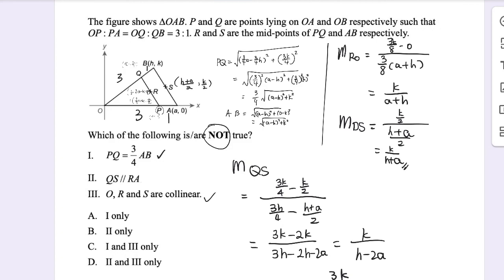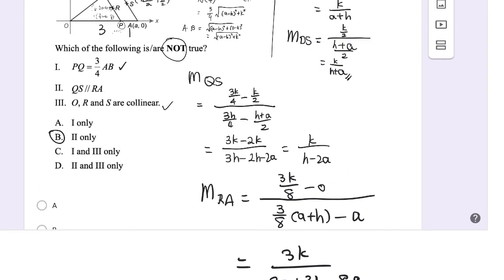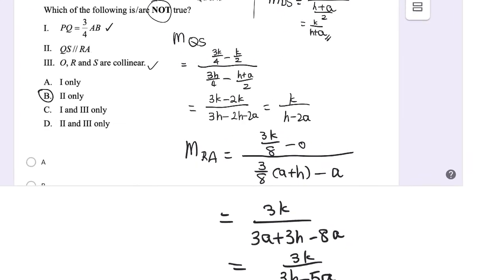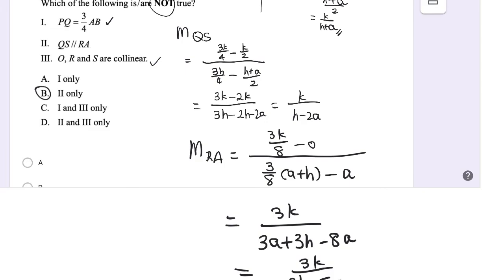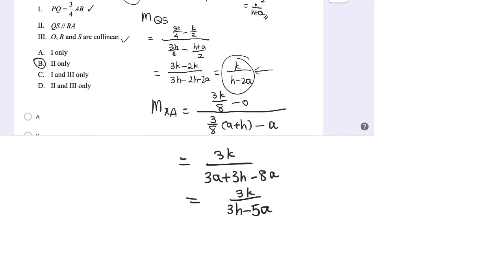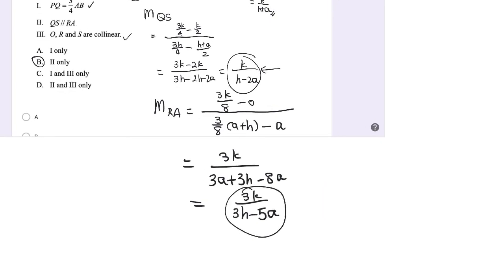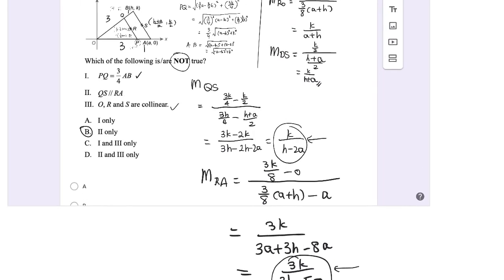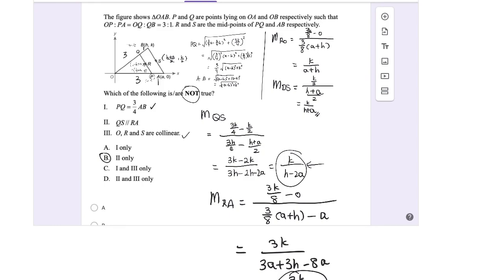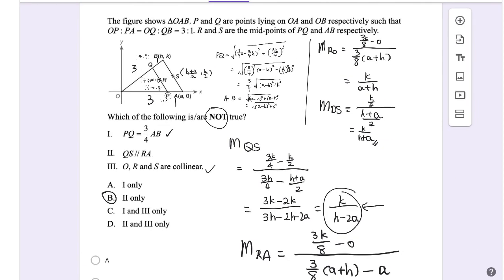You need not do the proof to find out the answer to be B, but I just want to show you why. According to the calculation, you can find out the slope of QS. Look like this. This is QS. But for RA, this is what you have. That is why you can see that it is very different. So it is not true. So that is why the answer is B. Okay, that's it for assignment 1.